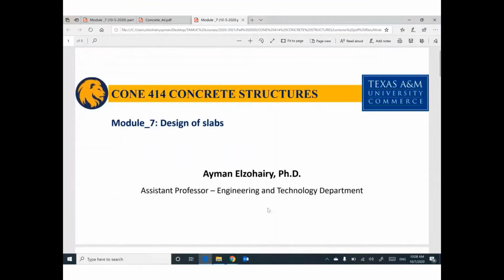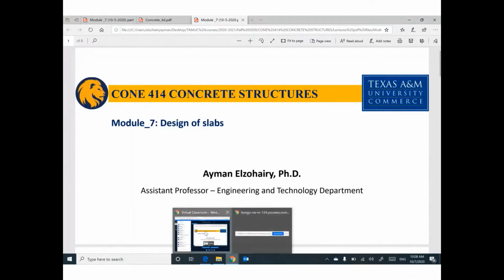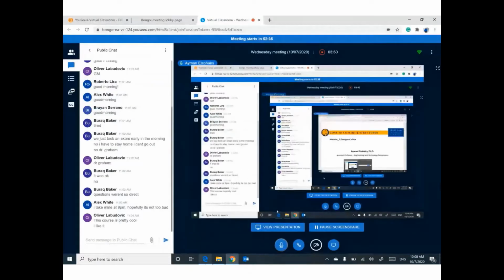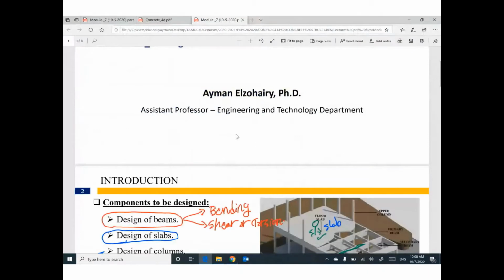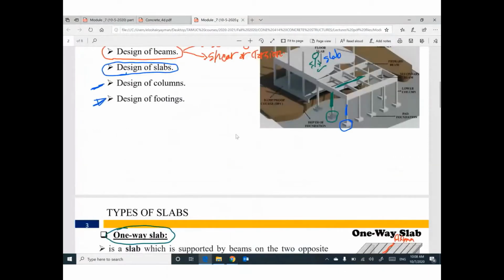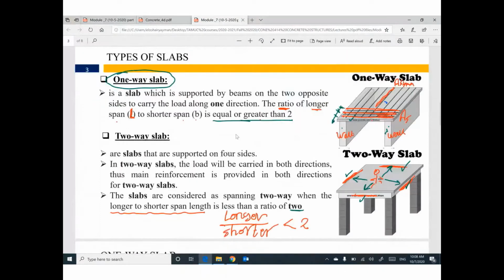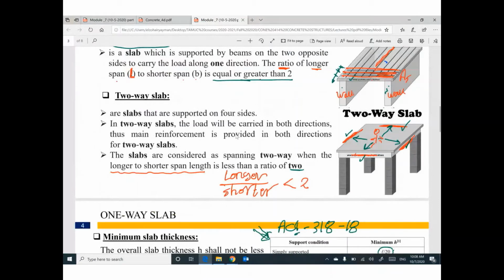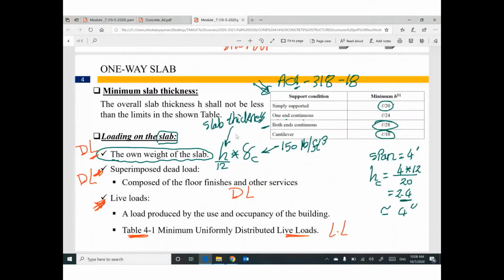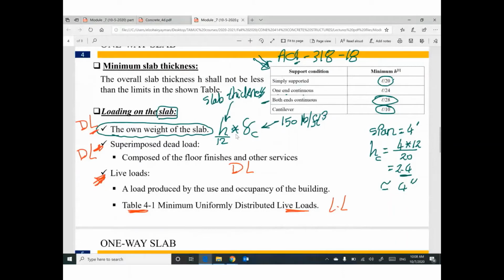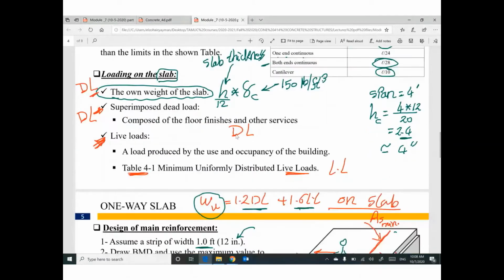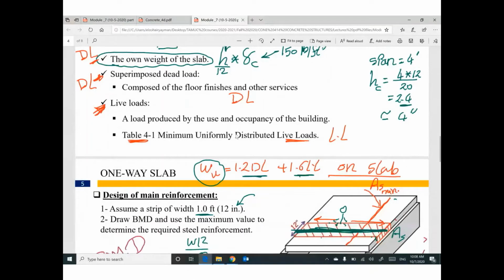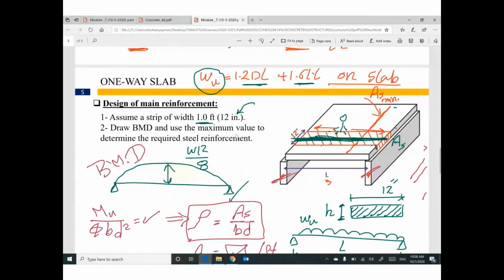to work with slabs. And I started with one-way slab. One-way slab is a piece of cake. We just need to figure out what is the minimum thickness for the slab, and we can figure out the own weight, superimposed dead load, and live load.